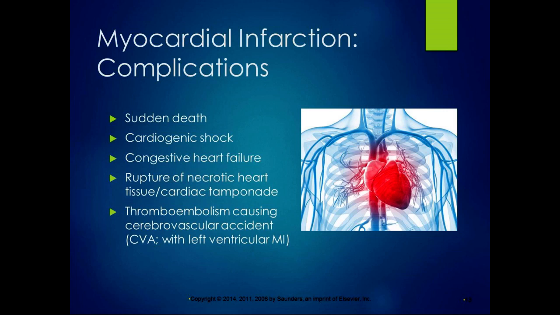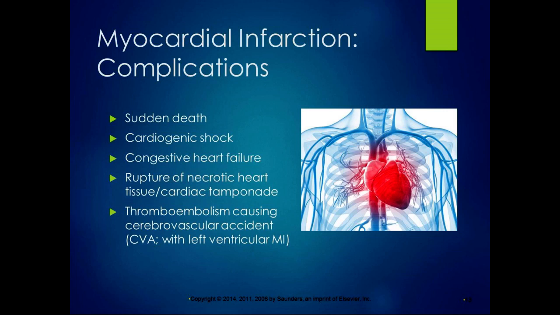Cardiogenic shock, which can cause fainting and a lot of other things. Congestive heart failure, rupture of necrotic heart tissue. So if that necrotic heart tissue ruptures, you can get a cardiac tamponade where you get blood in the pericardial sac, and it keeps the heart from beating because the heart can't expand to beat. It's compression of the heart. It's a really bad thing.